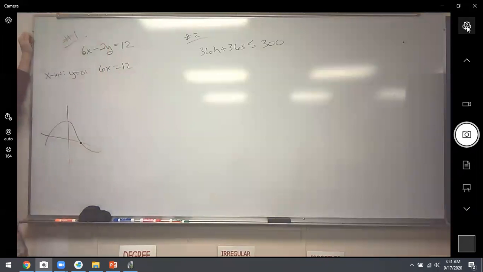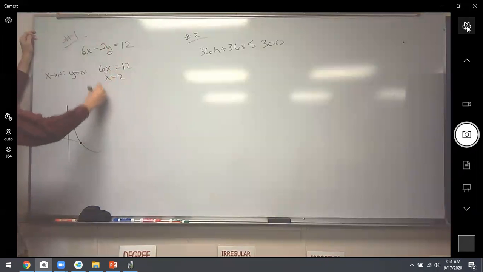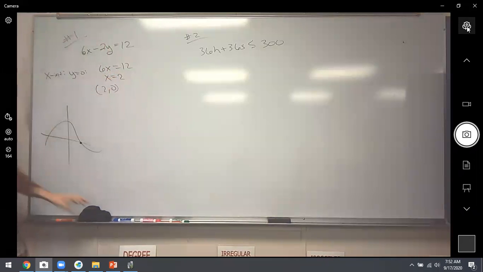So we're left with 6x equals 12. So dividing by 6, x would be 2. So the coordinate 2, 0 is where this graph is going to cross the axis.